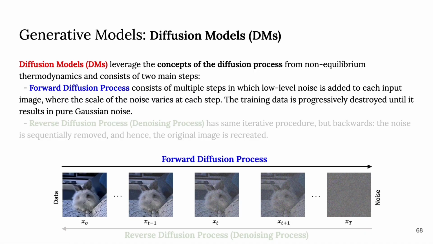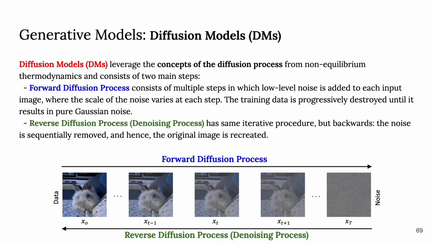First, we have the forward diffusion process, which consists of multiple steps. The input image, the real image, is used as input, denoted by x0. And in each step, a low-level noise is added to the input. And the scale of noise varies at each step. The training data is progressively destroyed, and finally, we will have pure Gaussian noise.